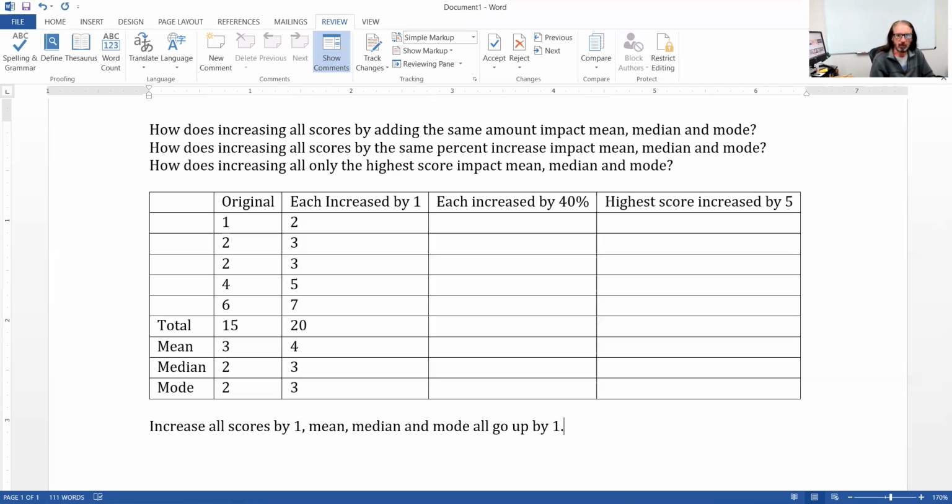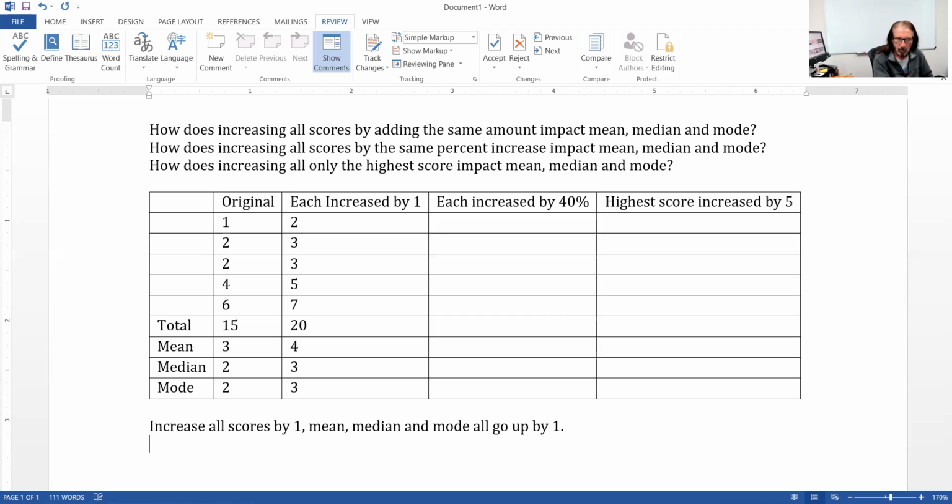That is not particular to this set of data. And we could be adding a different amount, or we could be subtracting the same amount from each score, and the same thing would happen. The mean, median, and mode would all change in the same way, which is how we changed the scores: by adding or subtracting the same amount for all scores.